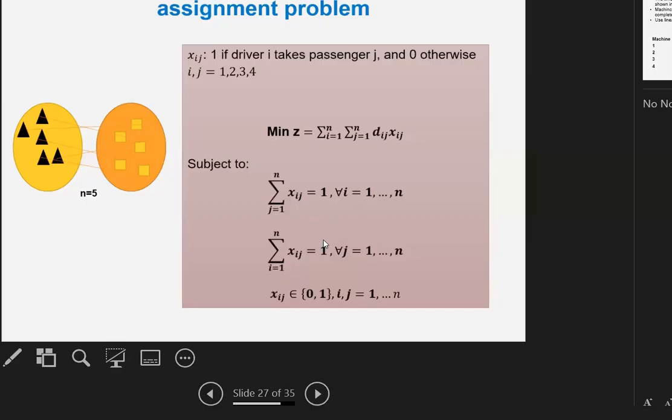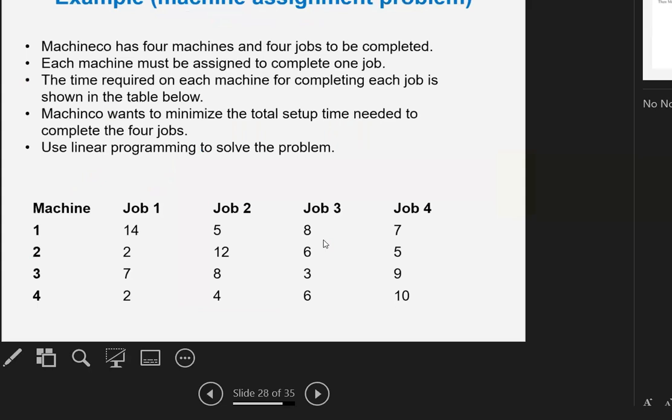One example of that is this problem, where you have 4 machines and 4 jobs, and each job has a different setup time on the machines. And you want to assign these jobs to these machines in a way that total setup time is minimized. This may be relevant to what you do at work. You have 4 machines, 4 jobs. Each job has a different setup time on the machines. You want to know who should go with whom.